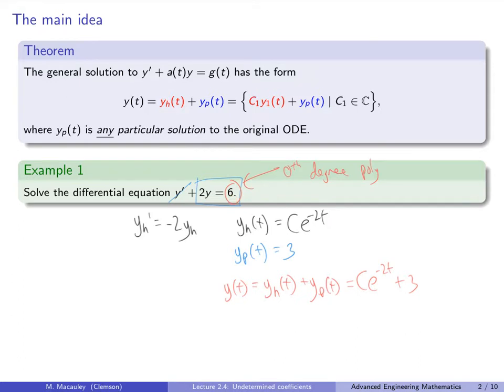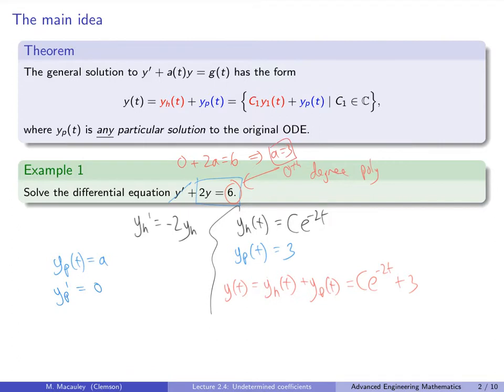So one thing that we could have done here instead is we could have said, let's suppose we didn't know what the constant was. Let's guess that there's a constant solution that is a, and let's try to plug this back into here. So you plug this back in, well, yp prime equals 0. And so if we plug this back in, we get 0 plus 2a equals 6. And so a equals 3.